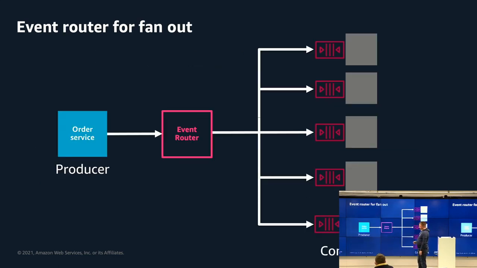So now our final architecture will look like this, right? Again, simplified, but still. We have an event router in between, and we have event stores for each of the microservices. So we improve the availability of our application.